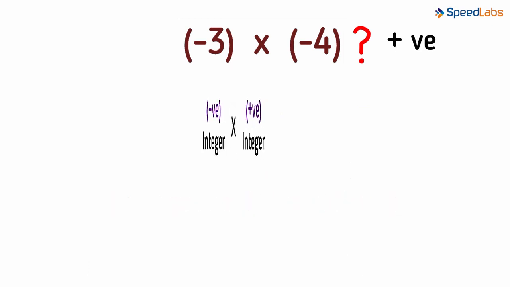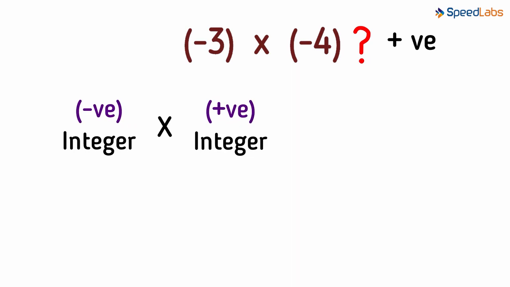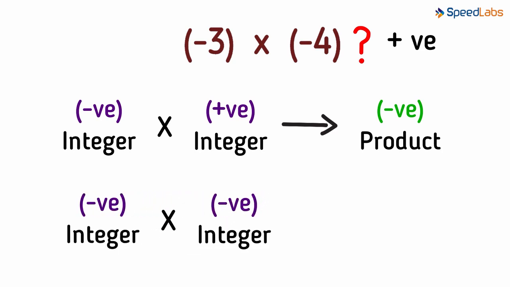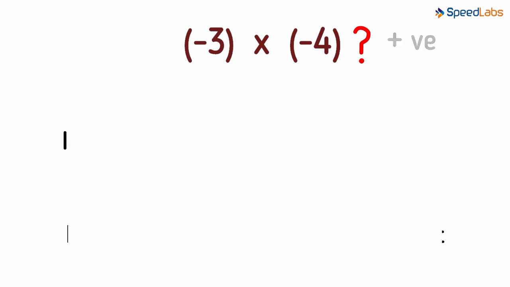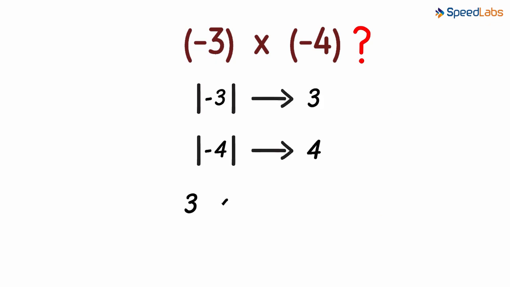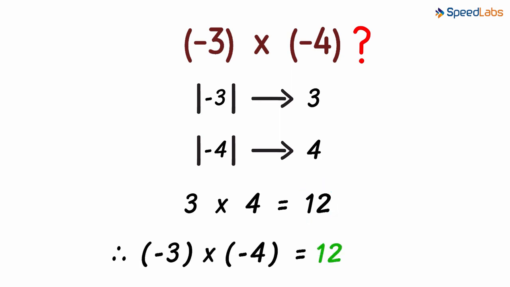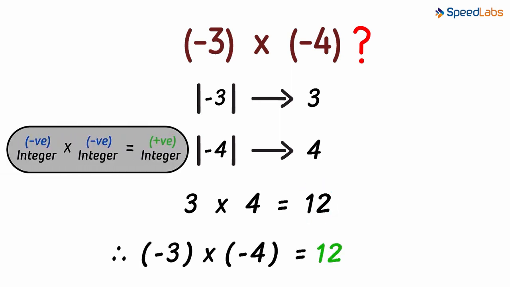If we have only one negative integer in the question, then the product is negative. On the contrary, if there are two negative integers, then their product is positive. So now we know the sign of the result. But how do we find the correct result? We first multiply their absolute values. That gives us the answer as 12. And the answer will be positive 12, as we know that the product of two negative integers is positive.